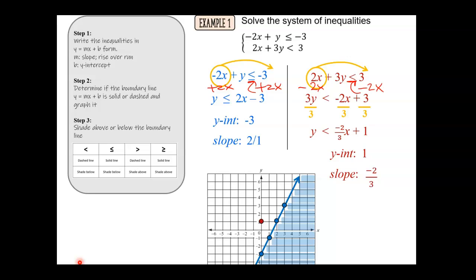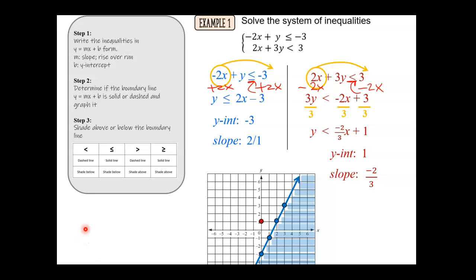Negative 2 over 3, right? B is the constant. Negative 2 over 3 is the coefficient in front of x. Can you graph that line? Well, mx plus b. What do we graph first, m or b? B for beginning. Where do we begin? 1. So put a point at 1.